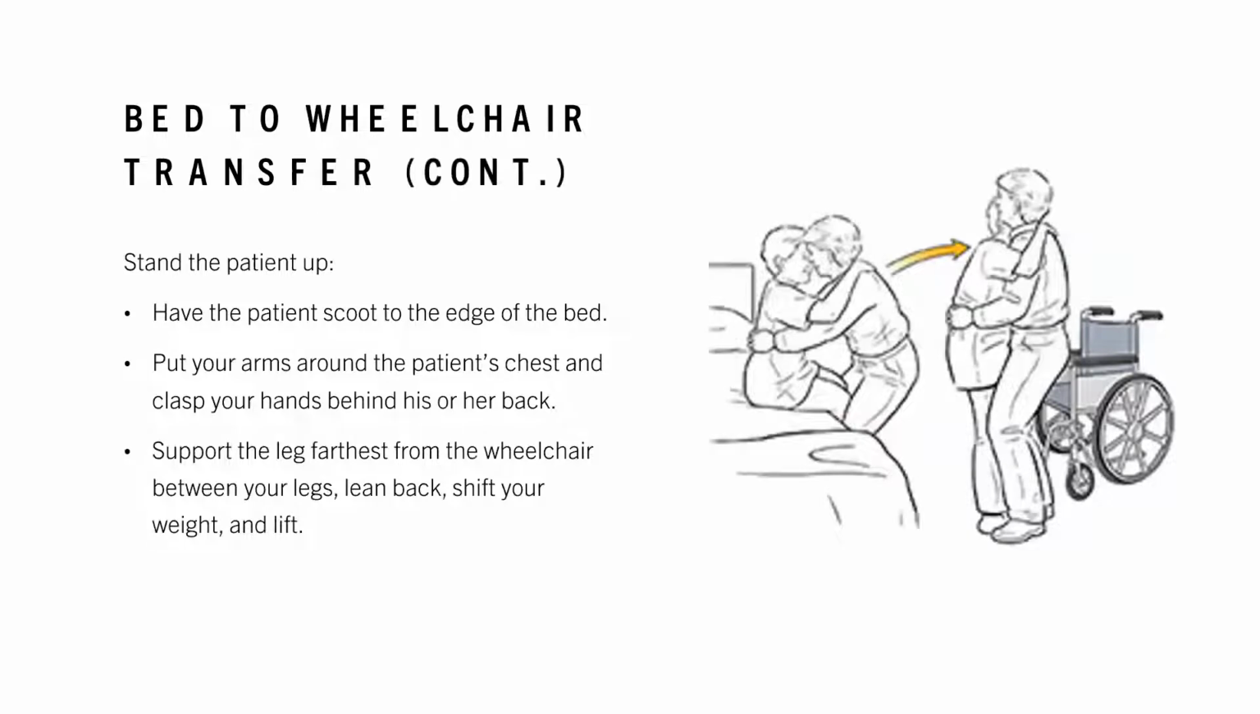Next, stand the patient up. Have the patient scoot to the edge of the bed. Okay, so it's easy for you to transfer. Put the arms around the patient's chest, and clasp your hands behind his or her back. Support the leg furthest from the wheelchair between your legs. Lean back and shift your weight and lift.